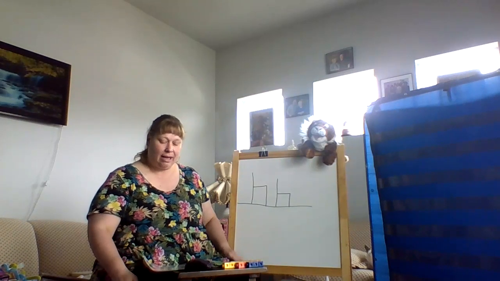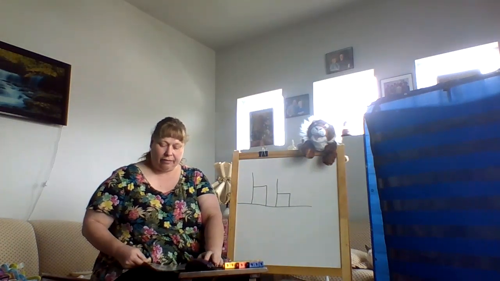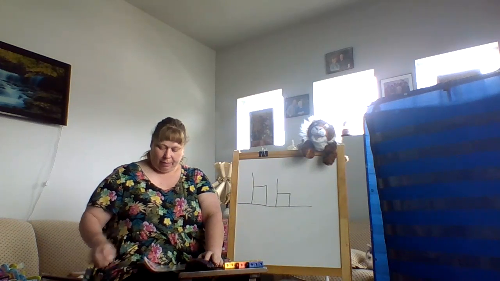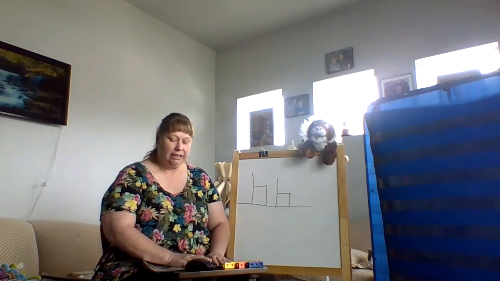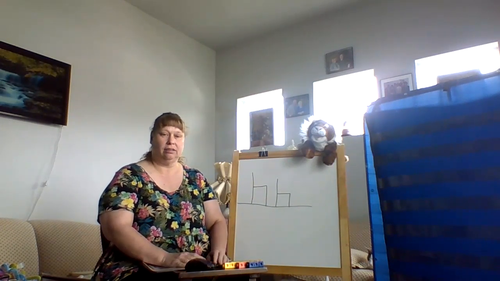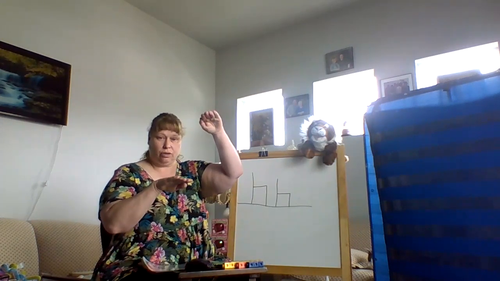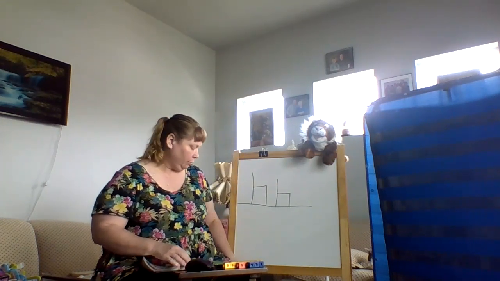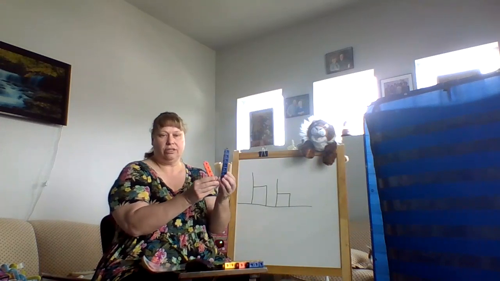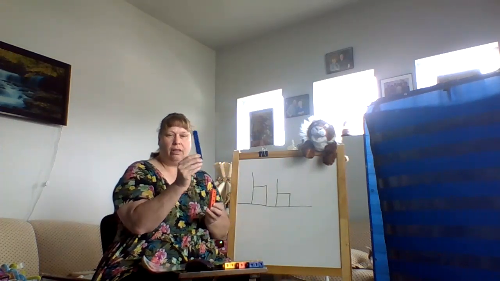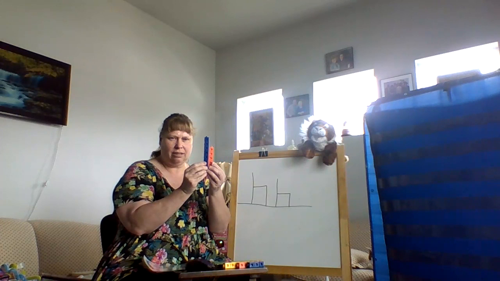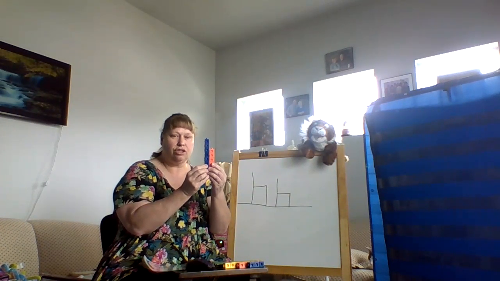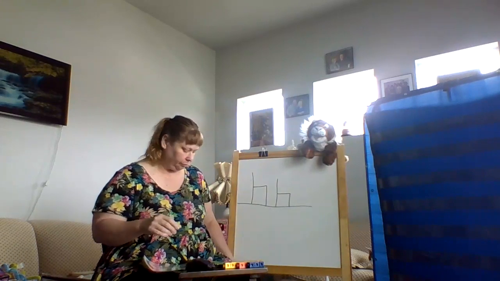All right, today's math is lesson 11.2, found on page 655. Today we're talking about height, taller and shorter. So when we look at these two, the blue one is taller than the orange one. The orange one is shorter than the blue one.